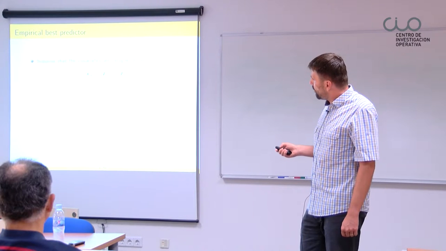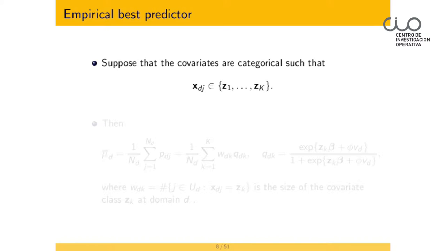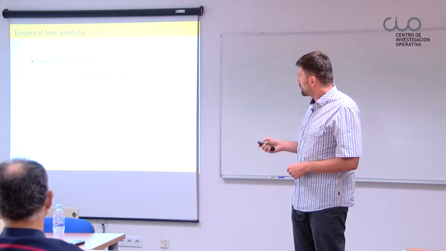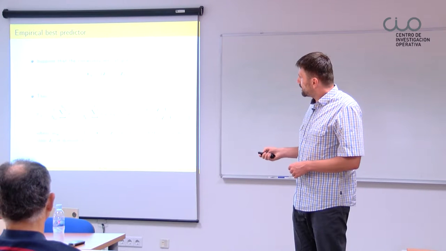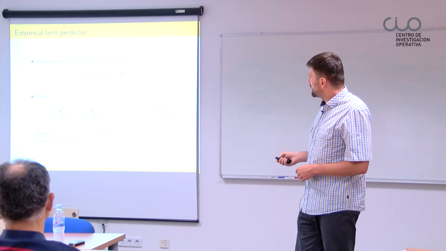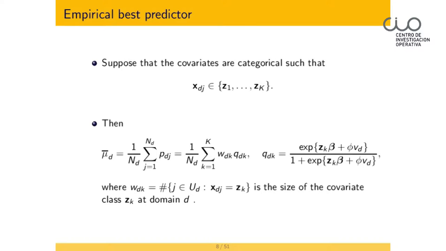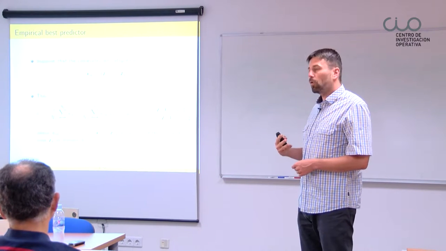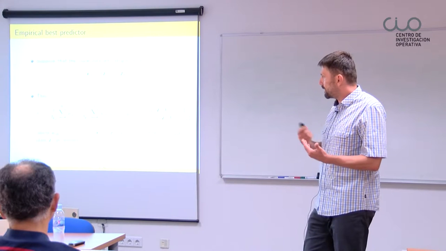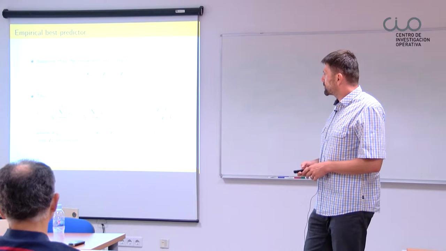It means that the covariate for individual j in area d can take only a finite number K of possible values. So we have K vectors z, and these are the only possible values of the covariate x. In this case, the sum can be calculated more easily: it is the probability for the vector z_k, which is the inverse of the logit function, summed with the number of individuals in the population. W_dk is the number of individuals in domain d for which the covariate pattern equals z_k. This quantity you have to know from some administrative sources or from some external data sets to be able to apply the methodology of the best predictor.